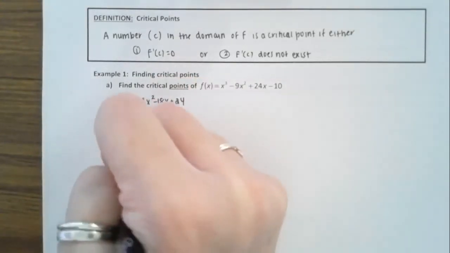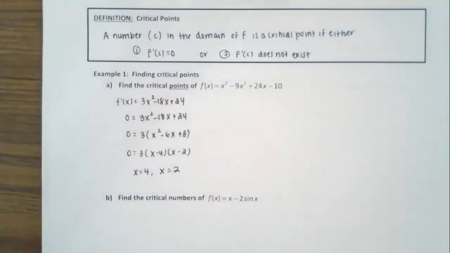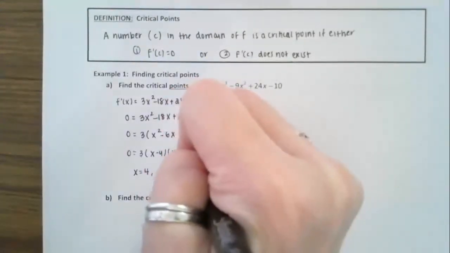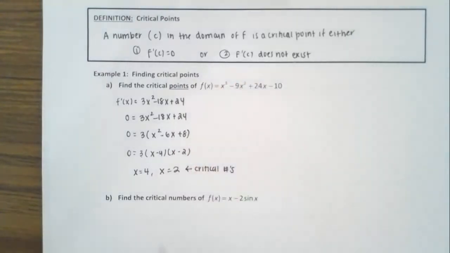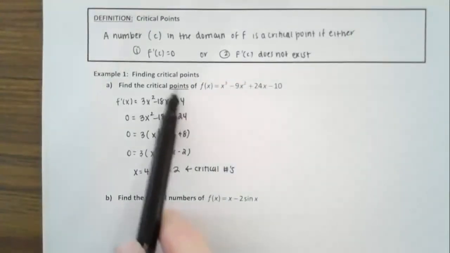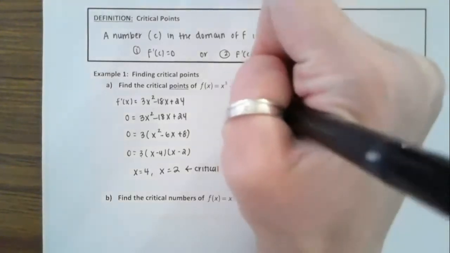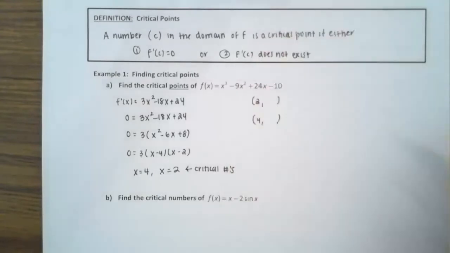So then, if I use my zero product property here, I will get an x value of 4 or an x value of 2. So these we can call critical numbers. But what we want to do is find the critical points. So at these x values, what is the point where my tangent line is horizontal? Well, to figure out what the point is, I have an x value of 2. I want to figure out what the y value is. I have an x value of 4. I want to figure out what the y value is.